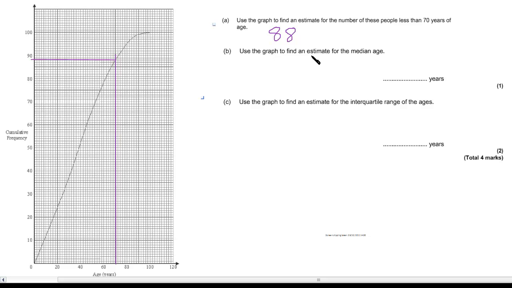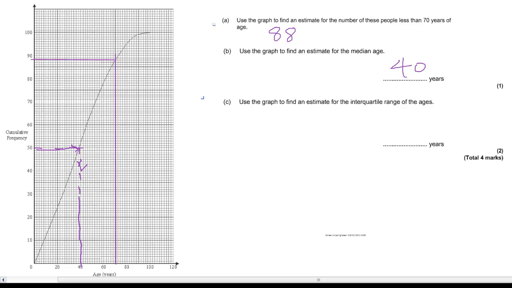Now we're going to use the graph to find an estimate for the median age. And the median age is where the middle person is, and the middle person's at 50 here. And what we need to do is draw a line across to see where that gets us, and that gets us going down this line here. It's important you draw this, but I'm just going to try and do this freehand, which is not very easy. And it gets me about 40. Okay, so the median age is 40 years.